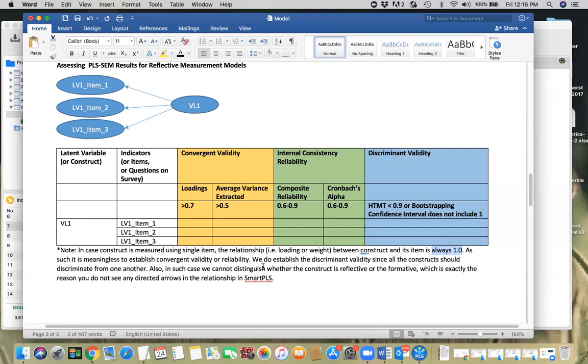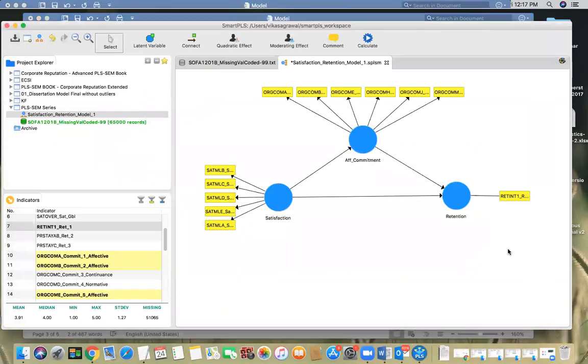But we do establish the discriminant validity. We want to make sure that they discriminate well from other constructs in the model. Also, in such a case, we cannot distinguish whether the construct is reflective or formative, which is exactly the reason you do not see the directed arrows in the relationship in SmartPLS. So if you go to here, it's a single item scale, you don't see the arrows here. Like you see the arrows going away, means they're reflective. There are no arrows here. It doesn't matter whether this is considered as reflective or formative. That's something you have to keep in mind.